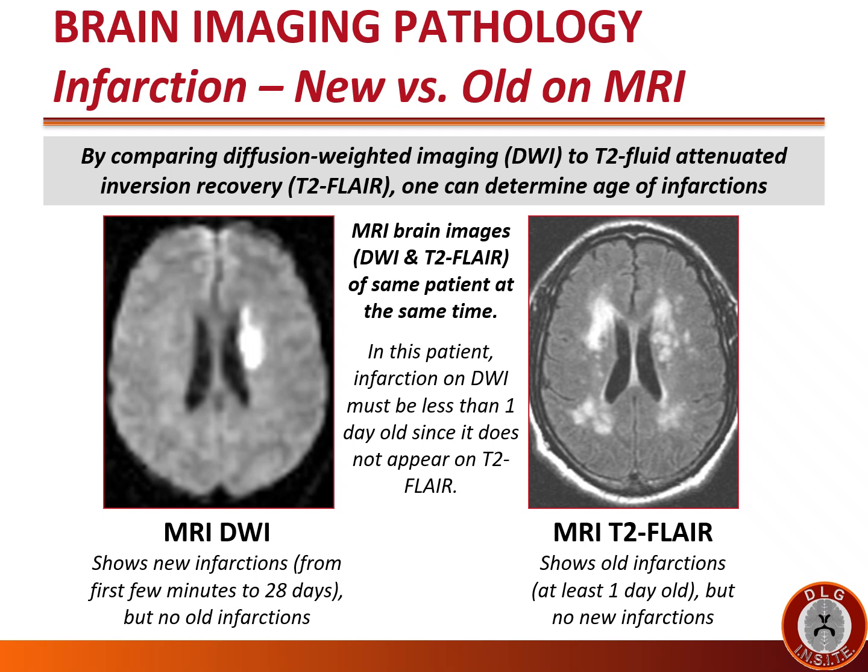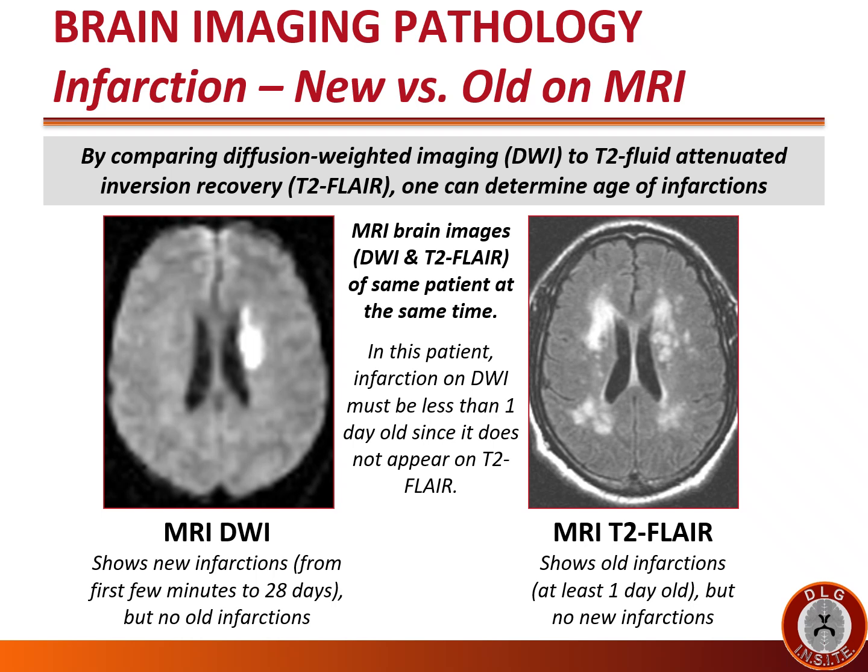So these two images show MRI brain images, DWI on the left, T2 FLAIR on the right, of the same patient at the same time. In this patient, the infarction on DWI has to be less than 1 day old since it appears on the DWI but not the FLAIR.